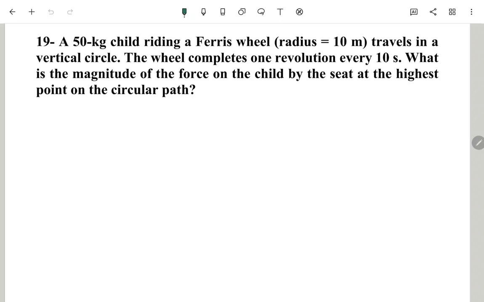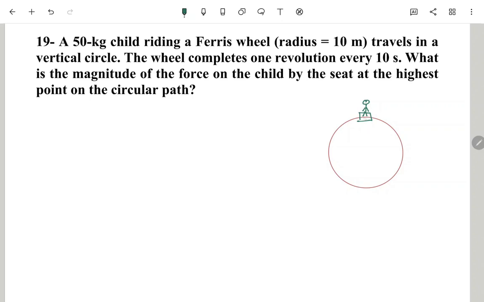A 50-kilogram child riding a Ferris wheel with radius 10 meters travels in a vertical circle. The wheel completes one revolution every 10 seconds. What is the magnitude of the force on the child by the seat at the highest point on the circular path? Now here's the situation. We have a Ferris wheel, this one here, and this is the seat, and this is the child, and remember the head of the child is up.